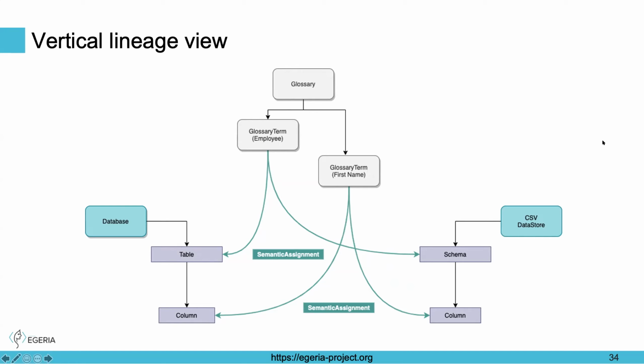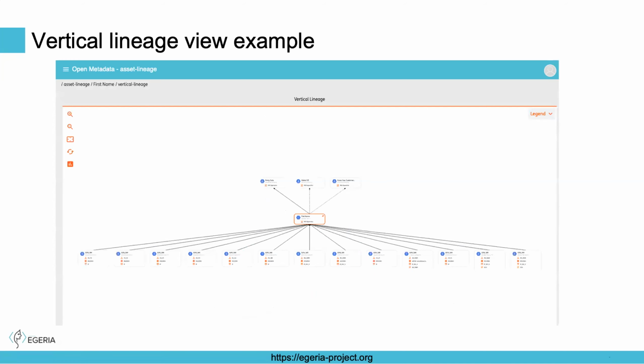So we have this feature already being used. It looks something like this. And this is not the full view, but just one capture of how it looks. This is the actual data stores in an organization where you can see how it is organized, and just one view to get the idea of how vertical lineage can be visualized.